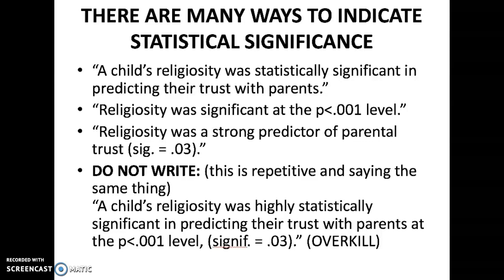Do not write this, which is repetitive and saying the same thing: A child's religiosity was highly statistically significant in predicting their trust with parents at the p is less than 0.01 level. Significance is 0.03. That's overkill. You're saying significant, significant, significant, and kind of overdoing it. Okay, and that also tells me you don't really know what you're saying. So just pick one way that works for you, mix things up, and saying it in different ways keeps it interesting to read.